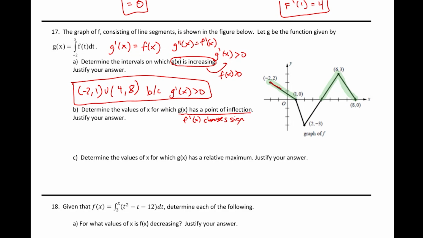So where does the slope change from being positive to negative, or vice versa? Well, the slope is negative here, and it continues to be negative, but then it switches over to be positive. So f prime is changing sign right here. We're talking about the slope here. The slope is positive until this point, in which case the slope changes to be negative. So there's actually going to be 2 points of inflection. The values for x are going to be 2 and 6. So at x equals 2 and x equals 6, there are points of inflection, because at those points, g double prime, which, just a reminder, is f prime, changes sign.